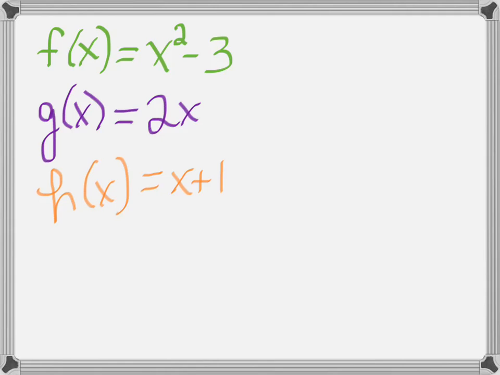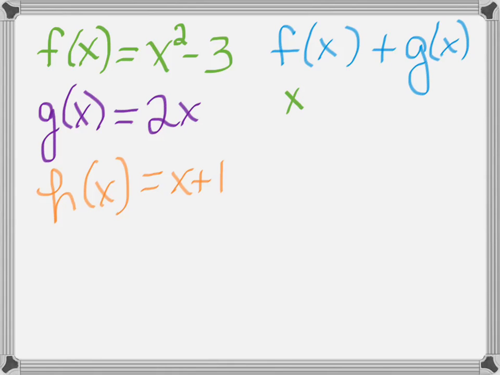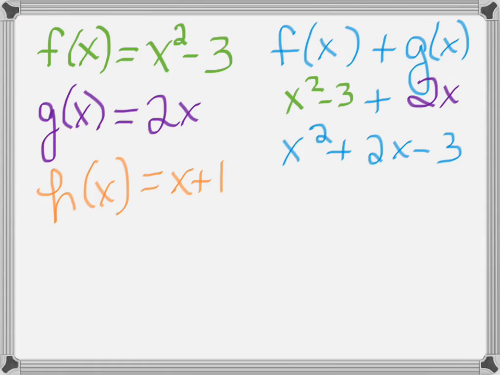We can also use function notation as a type of shorthand. For instance, we could say, let's add f of x and g of x together. So that simply means we would take our x squared minus 3 and add it to our g of x function of 2x, and then simplifying that, we would get x squared plus 2x minus 3.